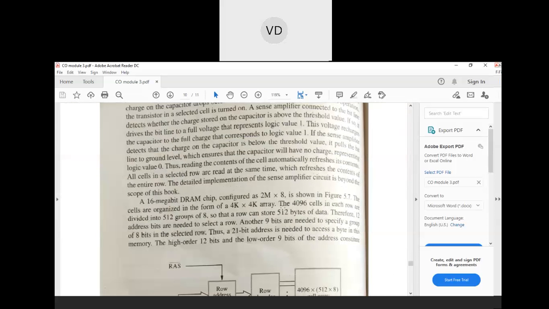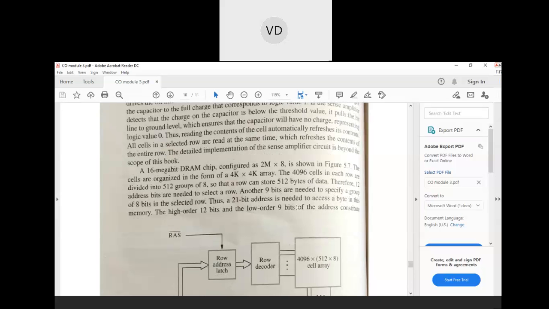These cells, this is the one cell. This is the organization of a single cell, a single transistor dynamic memory cell. This is a single cell. So like that we are having 4096 cells in each row and 4096 cells in each column. 4k means, what? 4096 cells in each row, and in each column we are having 4096 cells.